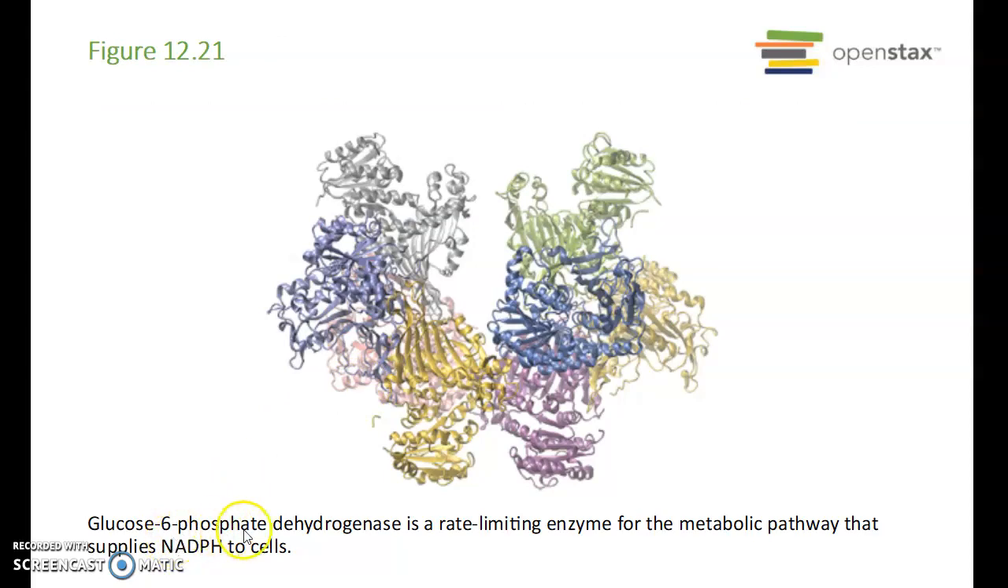Glucose 6-phosphate dehydrogenase is the rate-limiting enzyme for the metabolic pathway that supplies NADPH to cells. This is your energy supply for your cells. And so it's this particular enzyme. Anything ending in -ase is an enzyme. It's a protein that reacts to help facilitate this metabolic pathway.